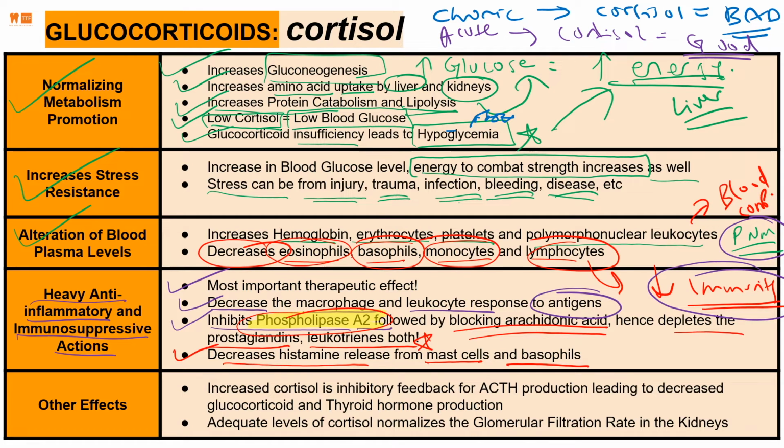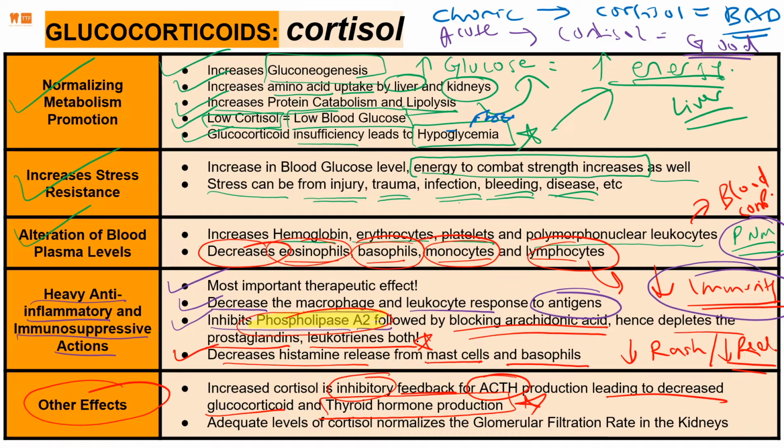Mast cells, basophils, immunity-related cells, right? It decreases histamine release, therefore less rash, less redness, congestion, and so on and so forth. Other effects: increased cortisol is an inhibitory feedback for adrenocorticotropic hormone. We looked at that in the previous slide, leading to decreased glucocorticoid, including thyroid hormone production as well. So if cortisol is very, very high, it has an inhibitory effect on the thyroid hormone as well.